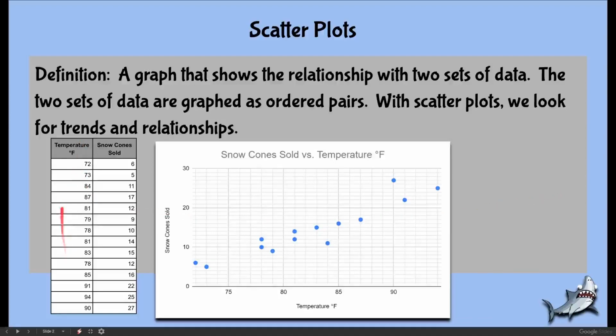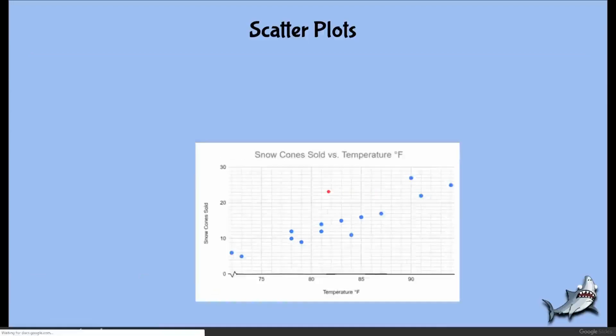Here are our two sets of data. We have temperatures and snow cones sold, and we're going to compare them. If the hotter it gets, the more snow cones we sell, then we're showing a trend. So we're going to look at this a little more in depth.